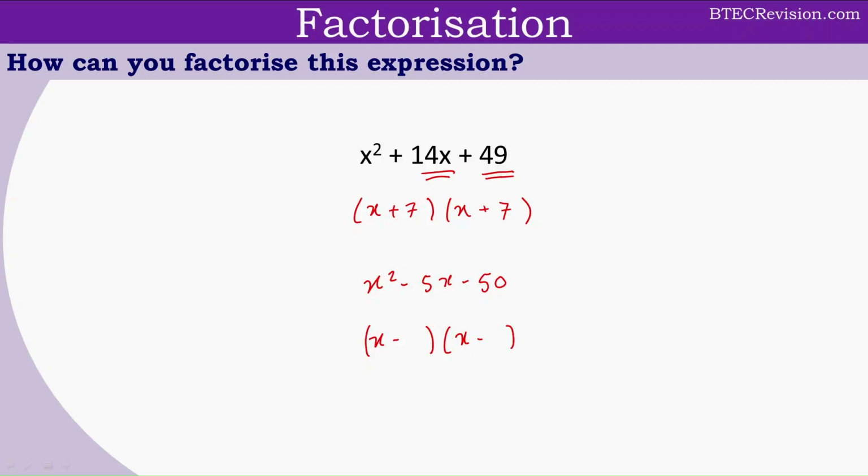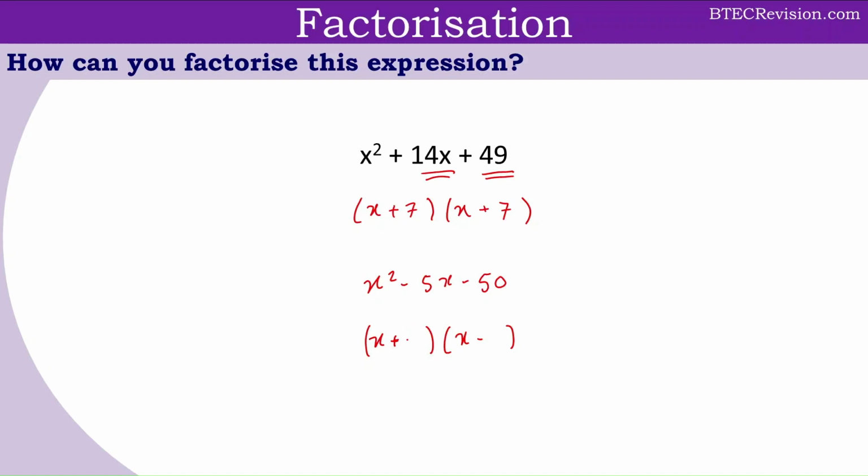Now let's think. This number multiplied by this number must be equal to a negative. So one side must be positive, because a positive times a negative gives you a negative. And these two numbers must add together to make negative 5. So the answer must be 5 and 10.